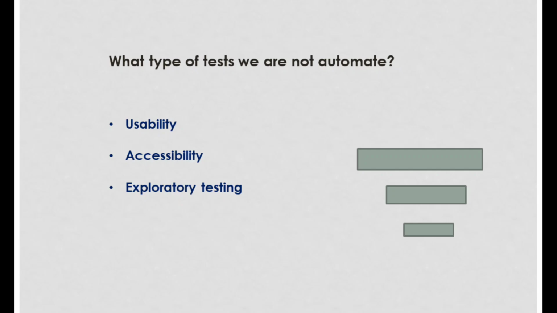What type of test we are not automating? So some test cases, tests we are not going to automate. Those tests are usability, accessibility, and exploratory testing. So these are non-functional types of testing that we are not automating. We can simply test it manually.